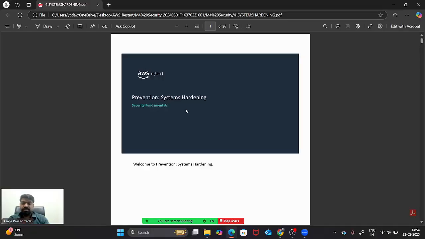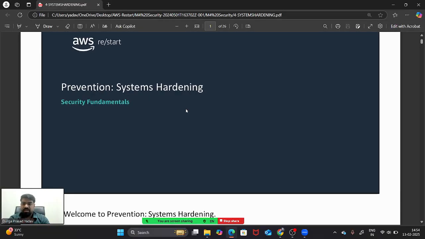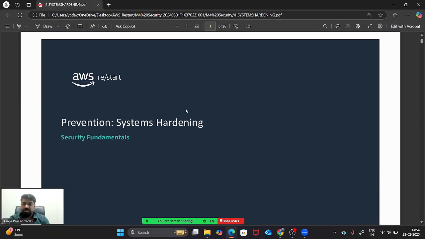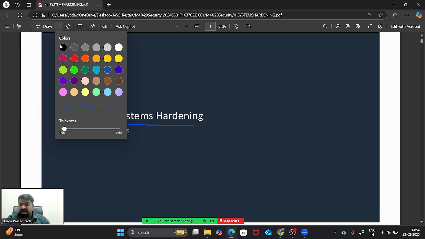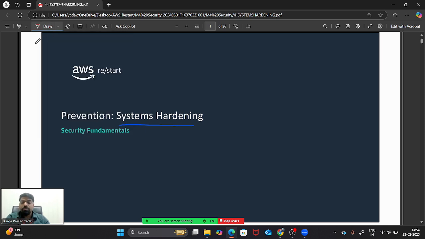So let's dive into this part now. This is going to be a really important part with respect to security, guys. Why is it so important? I'll give you one small glimpse so that you can understand why system hardening is really important for us. Because system hardening is all about, when we say system hardening, system can be anything, guys.